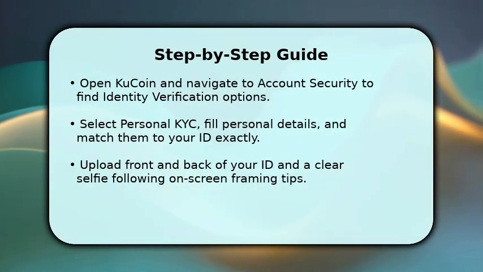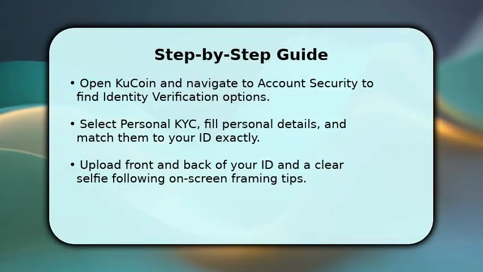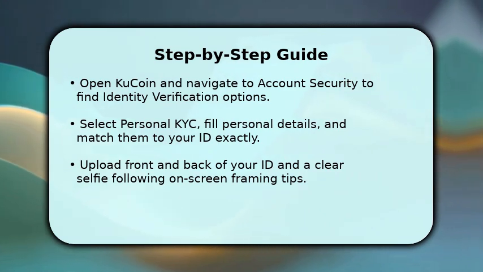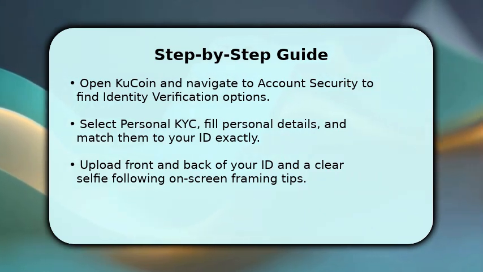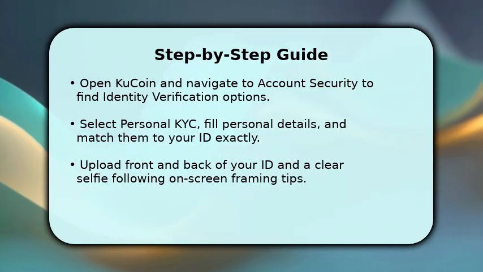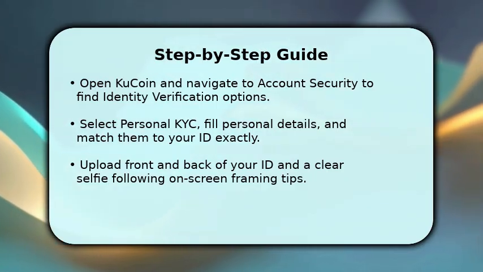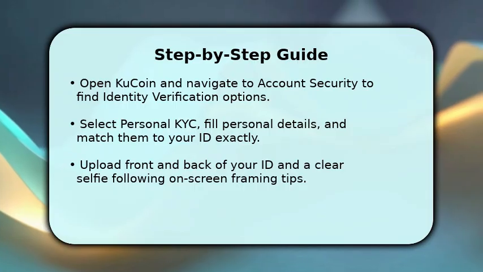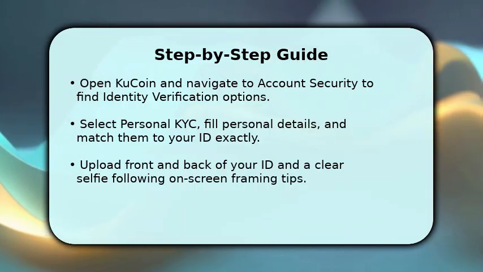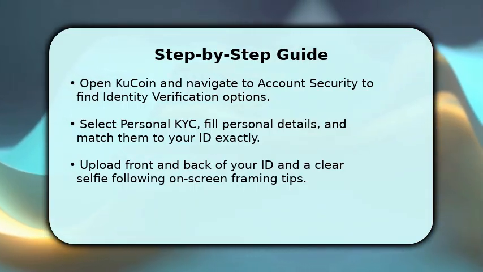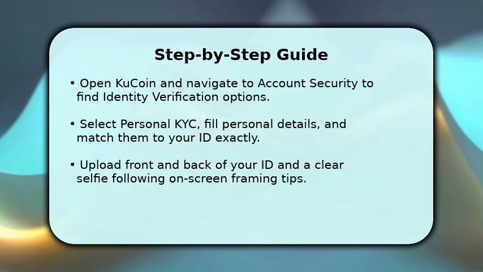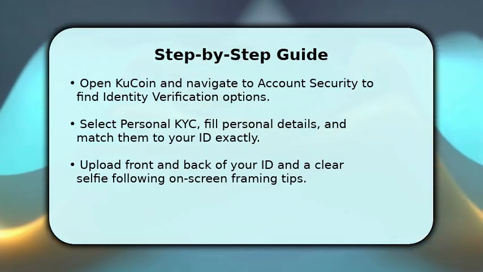Start by logging into Kucoin and accessing the Identity Verification section in Account Security. Select Personal KYC, type your legal name, and confirm your address exactly as shown on your ID. Upload high-resolution images of the ID front and back, then take a selfie while matching the on-screen pose to avoid delays during automated checks and manual review.